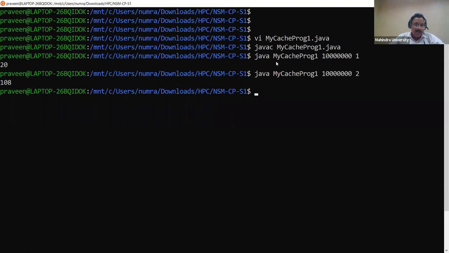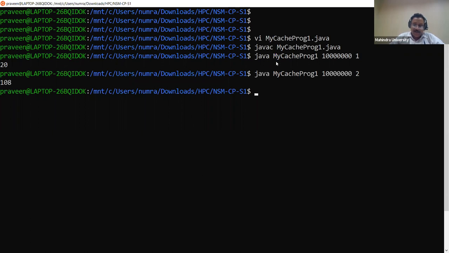Usually caches can be classified into three types. Inclusive cache: there are usually three levels, L1, L2 and L3. If L1 is a subset of L2 and L2 is a subset of L3, then it is called an inclusive cache.